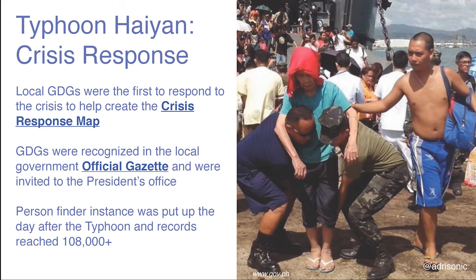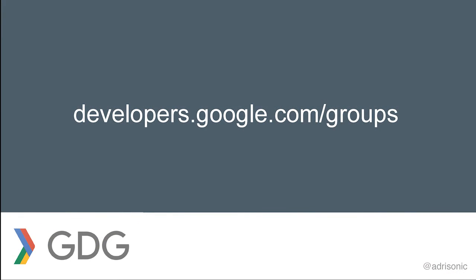Finally, GDGs also make social impact. There's a lot of stories, one of which is in 2013 when Typhoon Haiyan hit the Philippines. The local GDGs were the first ones to respond and create the crisis response map and help the people go and find survivors in the People Finder. So those are just a couple stories, anecdotes.